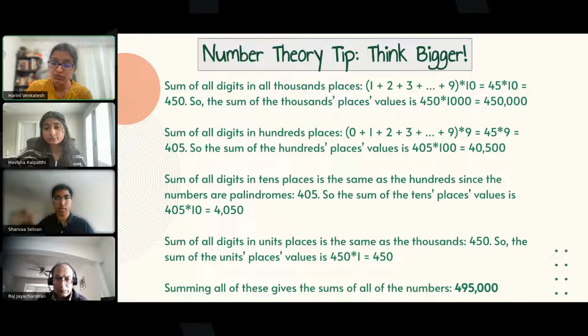The sum of all the units places is the same as the thousands, 450, because it's a palindrome. So the sum of the units places values is 450 times 1, because it's the units place. We don't have to multiply by anything, so it's 450. If you sum all 4 of those, you've essentially gotten the sum of all of the 4-digit palindromes, because you've summed all 4 places individually. So you get 495,000. That's a lot easier than summing up all of the 90 4-digit palindromes.